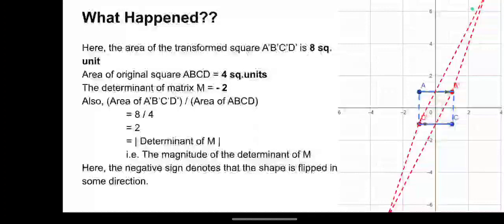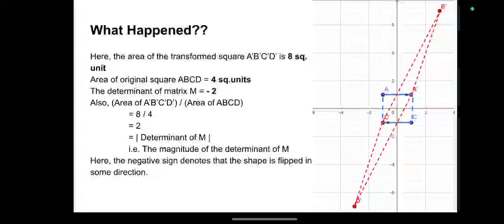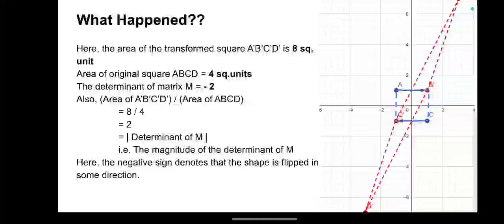I've calculated the value directly here. You can calculate the area using the said points and using the formula for the area of a polygon. Again, we have the area of the original square as 4 square units, and the determinant of matrix M is minus 2. Now, if we look at the ratio again, area of A'B'C'D' divided by area of ABCD, we get 8 divided by 4 equals 2.